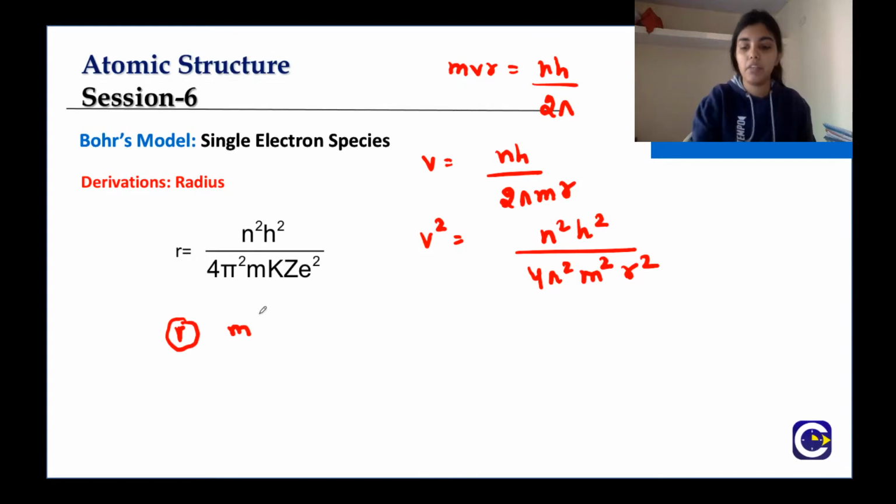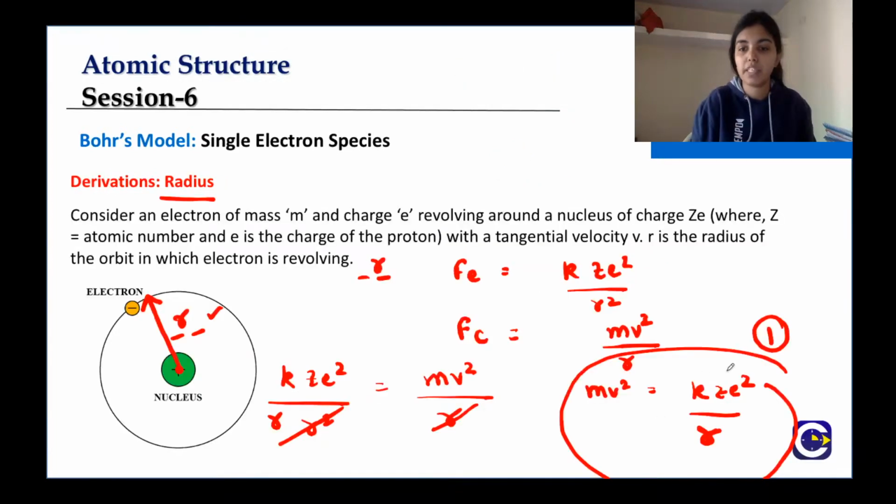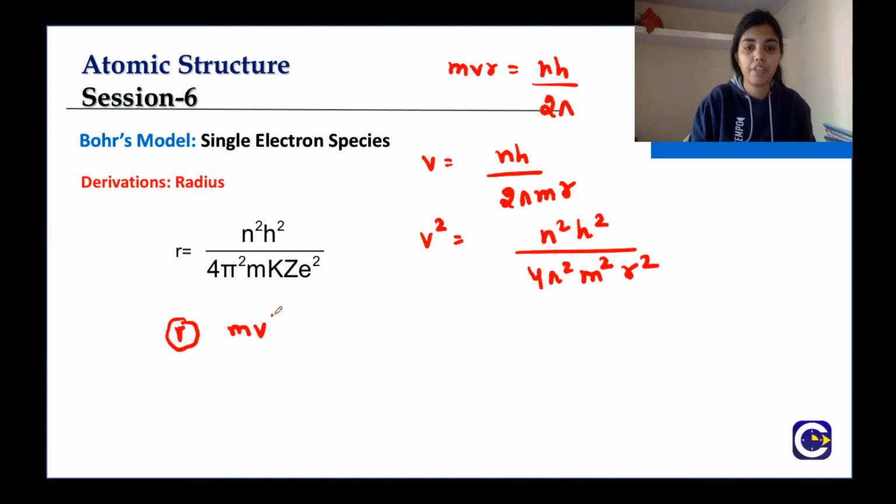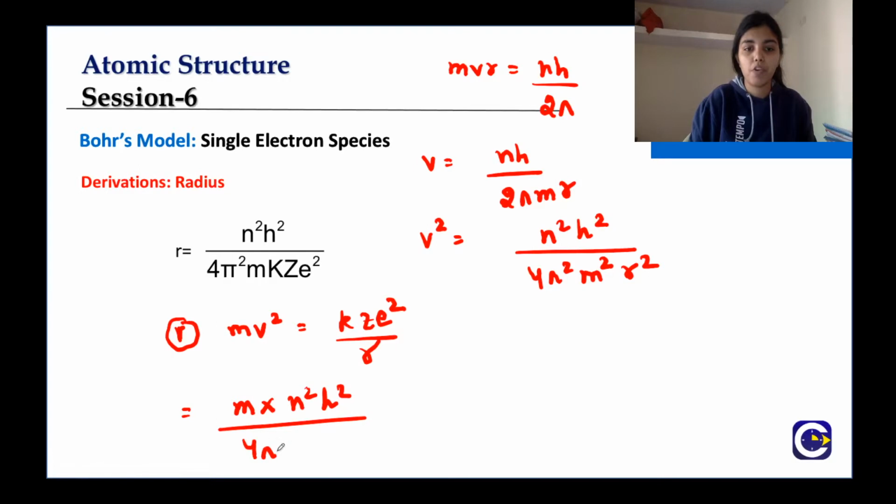Now we got the first equation as mv square equals kze square by r. Now substitute v square in this. So it will become m into n square h square divided by 4 pi square m square r square, and that will be equal to kze square divided by r. Now cancel r here, so this becomes r. Cancel m here, this becomes m.